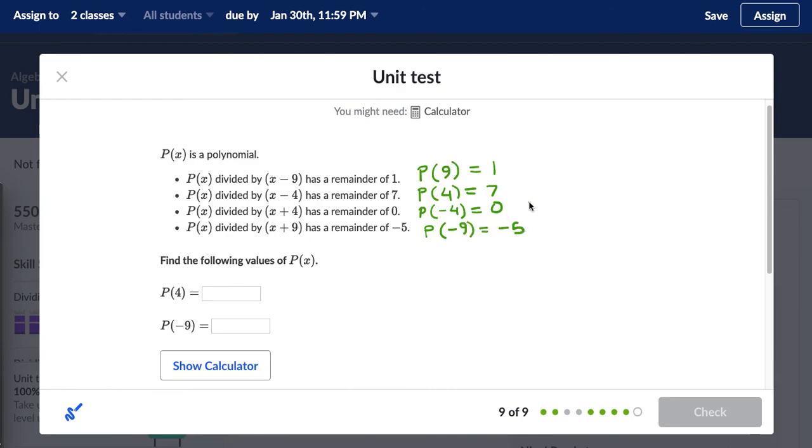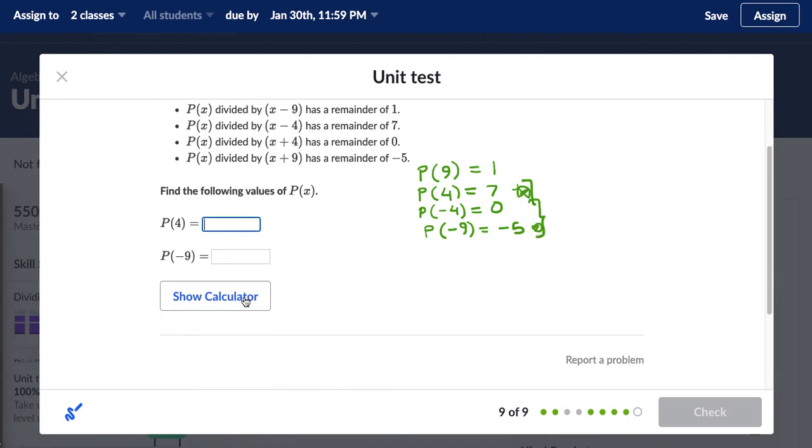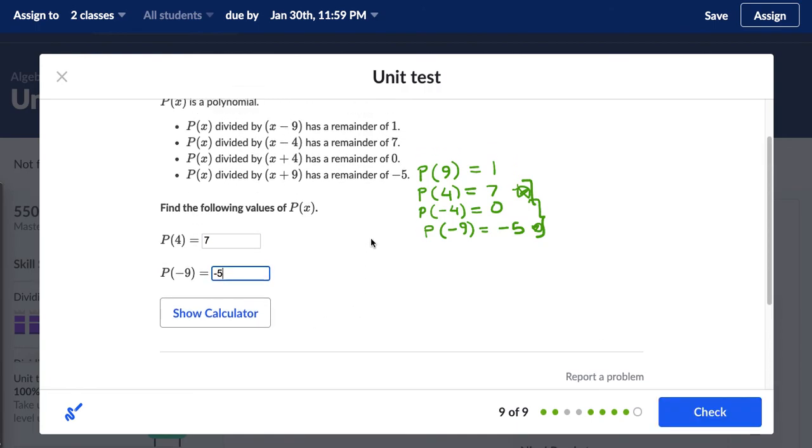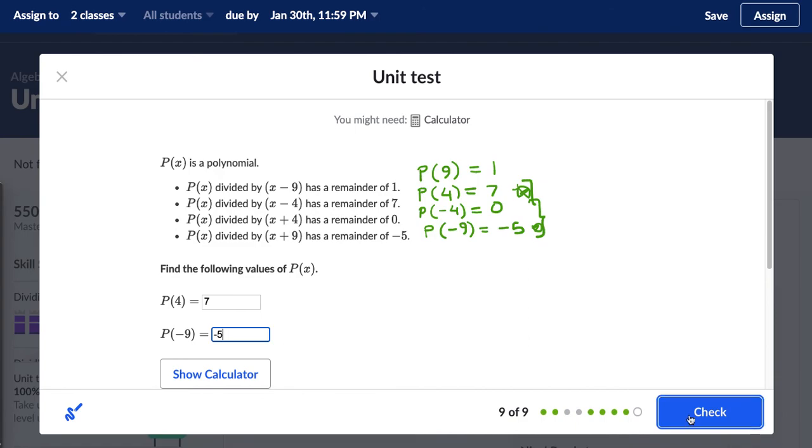So we've got everything we need right here. Actually, these two right here, not this one, this one here and this one here are the 2 that we need. And we go with that. So p of 4 is 7, p of negative 9 is negative 5. It's all given to you. The whole idea is, do you know the polynomial remainder theorem?